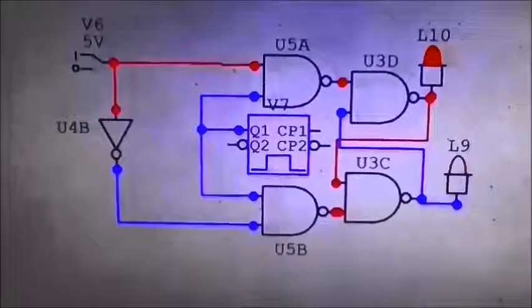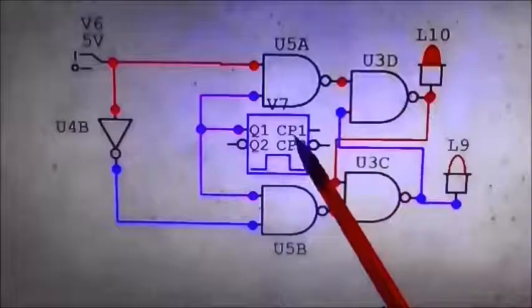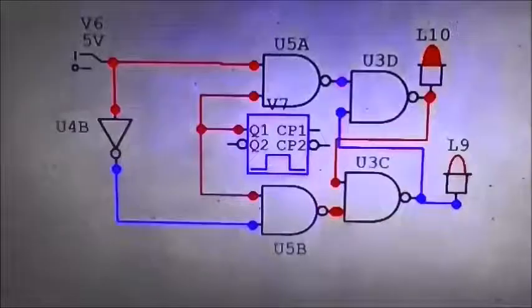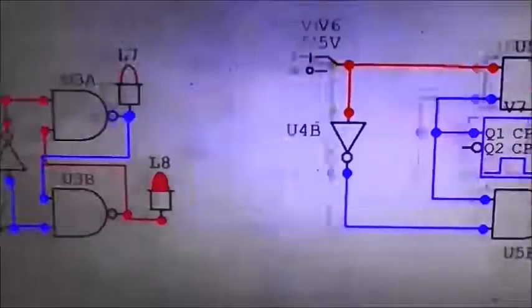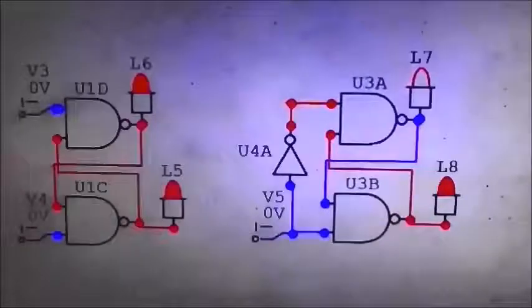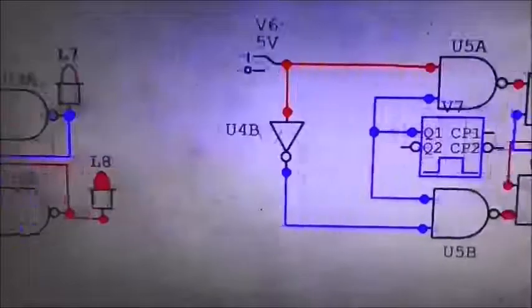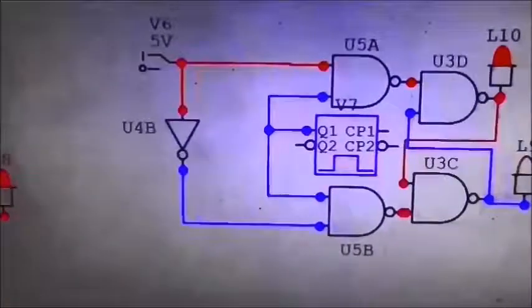So, adding more NAND gates in gives you a D-type flip-flop. And as you'll see, we've got a clock on a D-type flip-flop. Now, that's important because that makes it synchronous. All the ones we've seen so far have been switched without the use of a clock pulse. This one is switched with the use of a clock pulse.